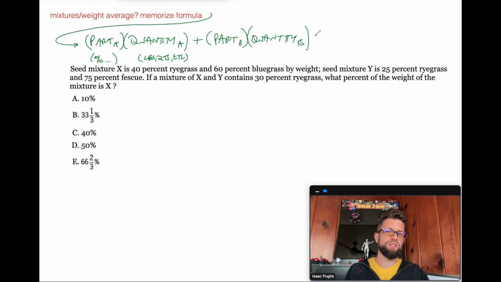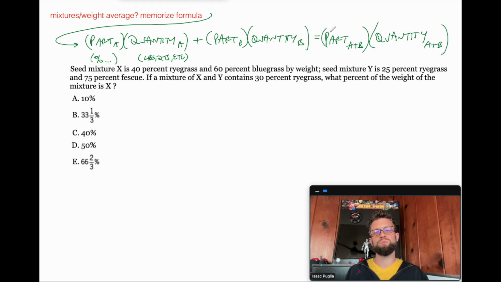Hopefully that makes sense, and if it doesn't, don't worry about that. You can still get these problems right even if you don't understand the theory behind a formula like this one. And what we're going to do is just make that equal the part of A and B together times the quantity of A and B together. And I think showing you how this plays out on this particular example problem is probably going to be the best way to get this kind of thing to connect.